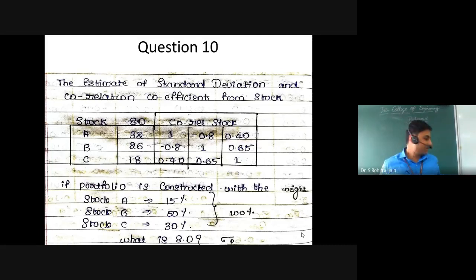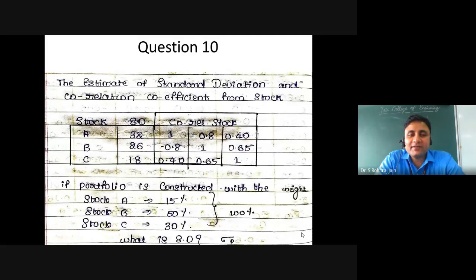But in your syllabus copy, they have mentioned only, let me see, wait once. They have given only 2 security problems. Okay, portfolio risk and return types. Okay, let it be. So this problem will have 3 securities: stock A, stock B, stock C.